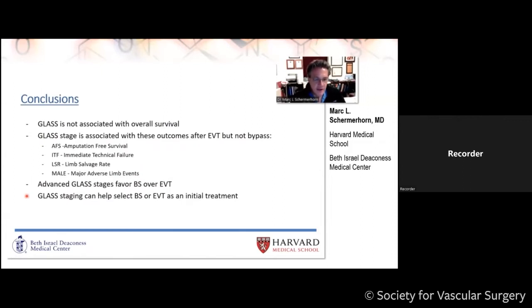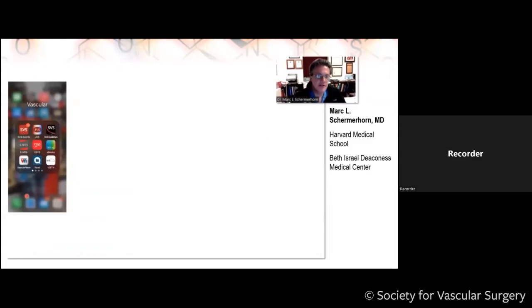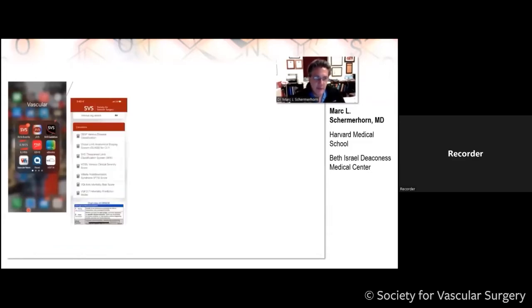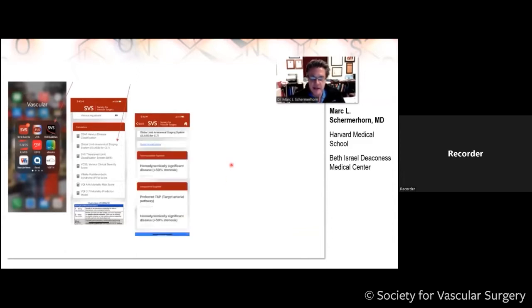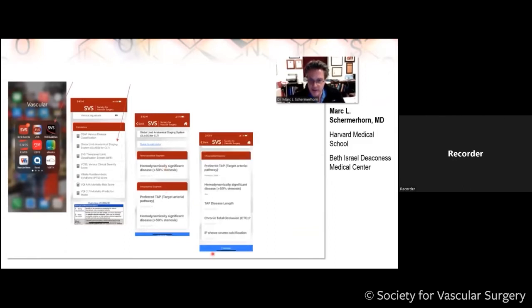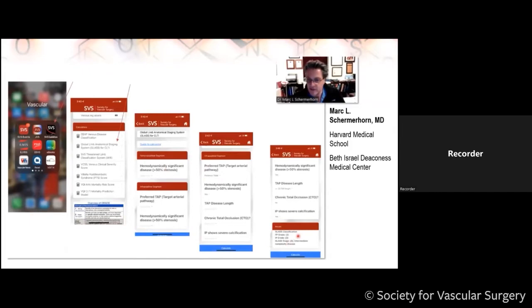And if you're asking, well, how can I put this into practice with my patients? Well, you just go to your phone, open up your SVS Guidelines app, scroll down to the calculator section, find the GLASS system for CLTI, click on that, and this allows you to input data for both the femoral popliteal segment and the infrapopliteal segment. Once you fill that all in, you press calculate, and that gives you your femoral popliteal grade, your infrapopliteal grade, and then your GLASS stage.